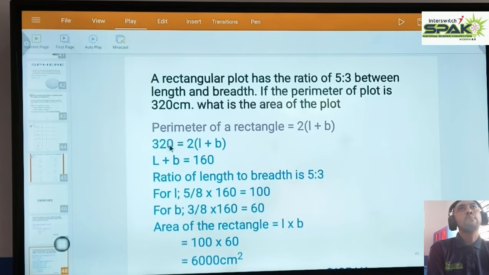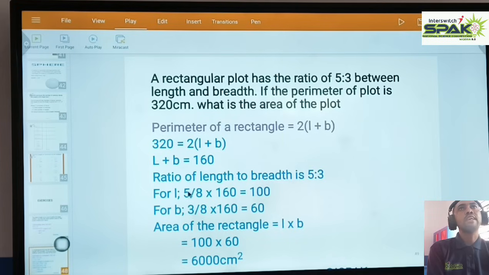And we divide both sides by 2, then we have 160. 320 divided by 2, 160. Then 160 is the sum of length and breadth. So to now look for the ratio, for length is 5, and the one for breadth is 3.